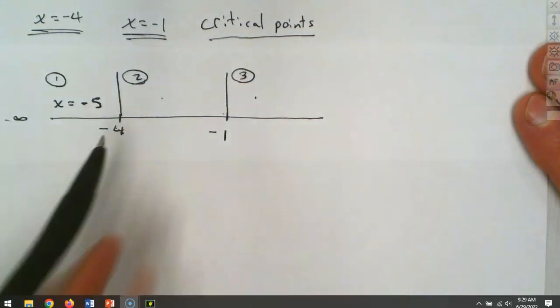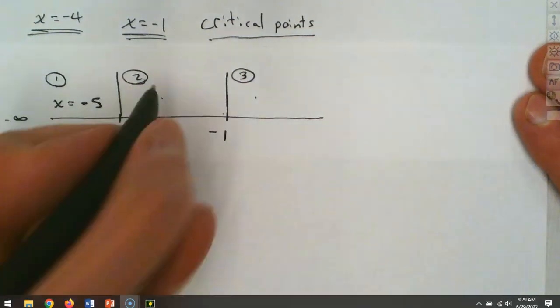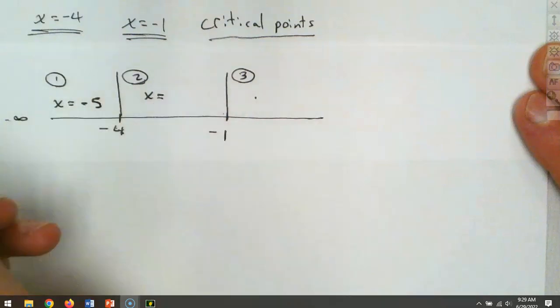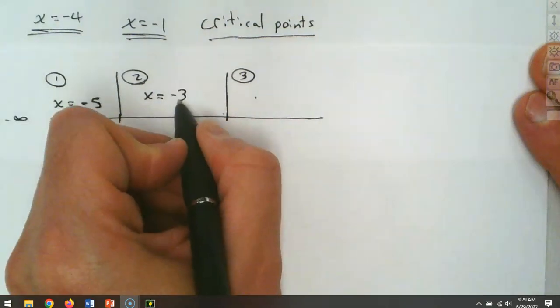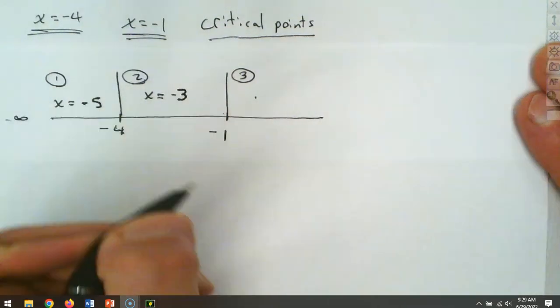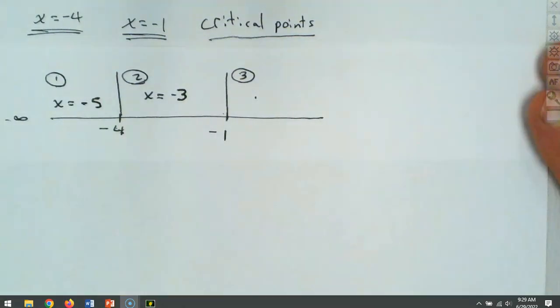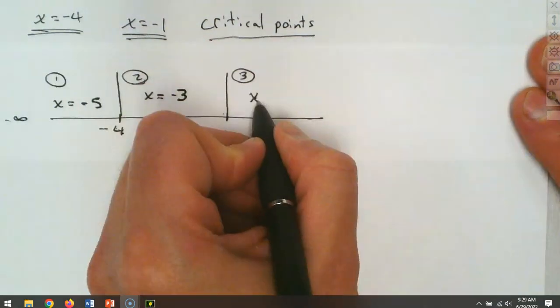And then we need a number between minus 4 and minus 1. Well, we can use a minus 3. That's in between them. You could also use a minus 2. But just pick a whole number if possible. And then for the last region, we need a number that's bigger than a minus 1. Easy enough. Let's use a 0.